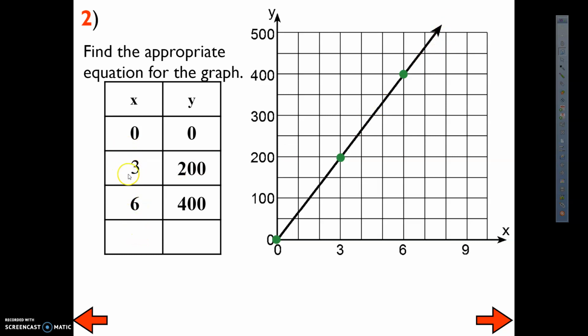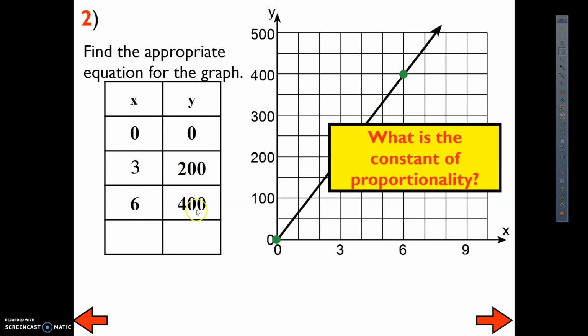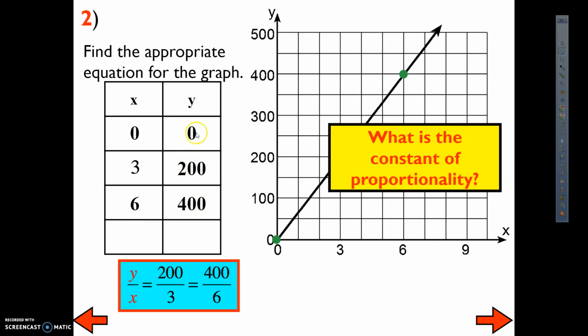pattern, I already see 0, 3, 6. The next one must be a 9. And the last one would be 200, 400, 600. So we would be able to fill in the table with that pattern. Otherwise, let's name that pattern.